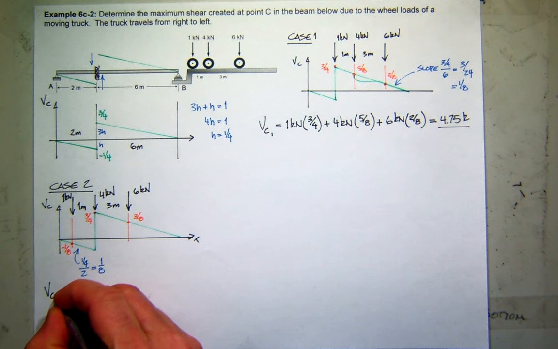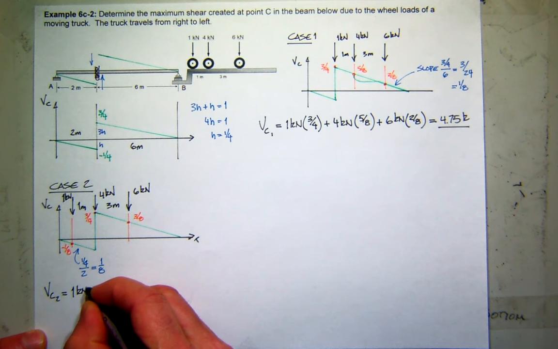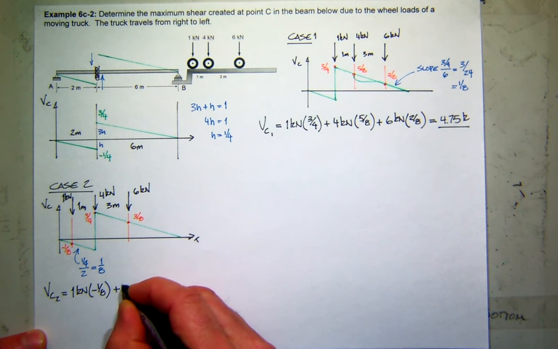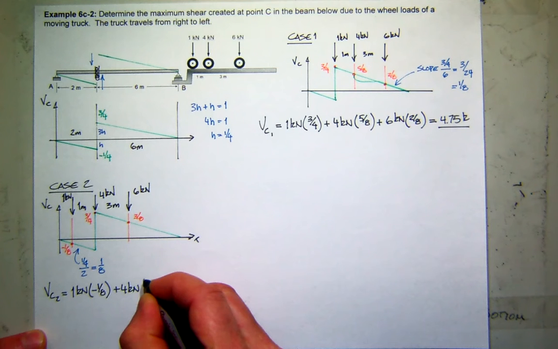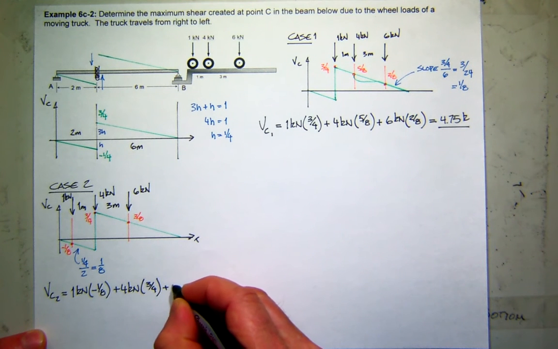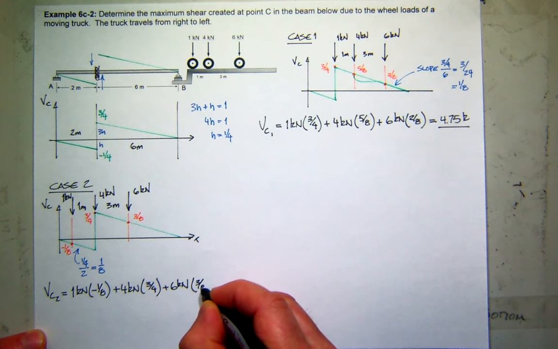So the shear at C for case 2 will be 1 kilonewton times minus 1/8 plus 4 kilonewtons times 3/4 plus 6 kilonewtons times 3/8.